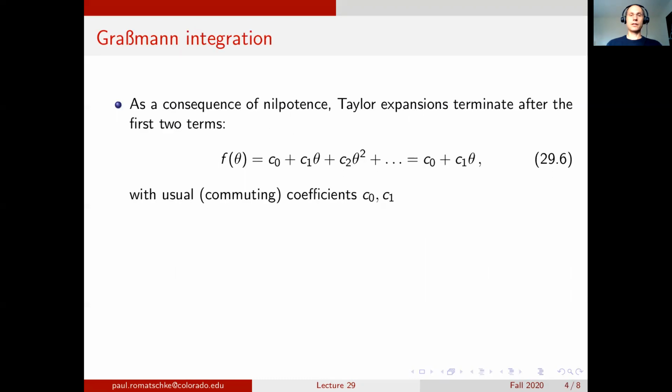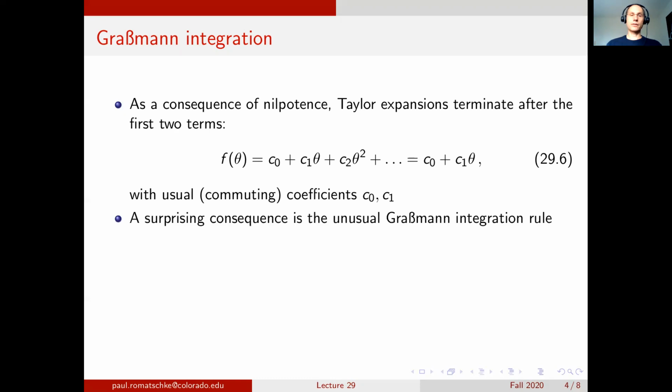As a consequence of the nilpotence, the Taylor expansion of any function of a Graßmann variable θ terminates after the second term. Usually, if we have a function f of θ, we can Taylor expand this function in a power series of θ, but nilpotence says that all terms higher than θ squared have to vanish. So the Taylor series terminates after the coefficient c1, where c0 and c1 are usual, commuting coefficients, also sometimes called c-numbers.